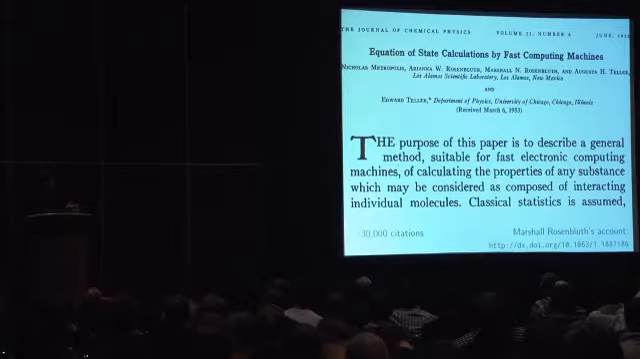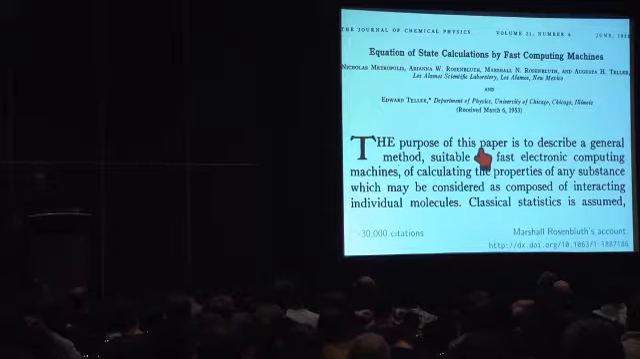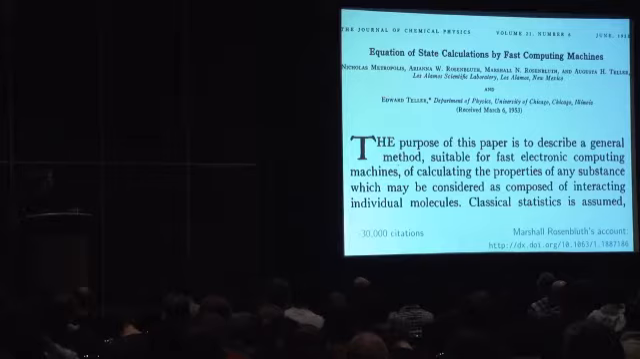The purpose of this paper is to describe a general method, suitable for fast computing machines, of calculating the properties of any substance. That's pretty cool. Especially as our fast computing machines are a lot faster than theirs. So we should be able to do a lot with this method, including computing the properties of almost any model. A lot of what we do is still very much based on this paper. You've probably heard of the Metropolis algorithm, and you will do shortly. Nicholas Metropolis is the first author of this paper. You'll notice the authors are in alphabetical order, as is common in some fields.